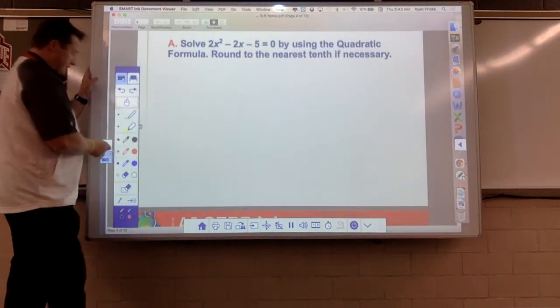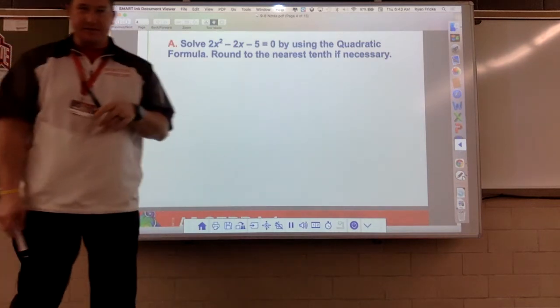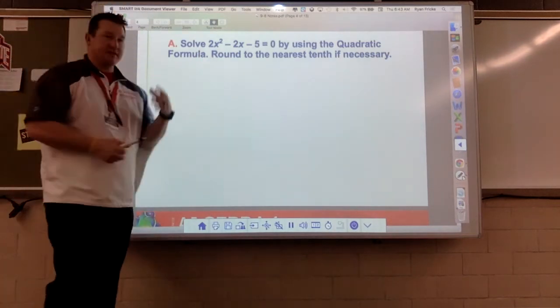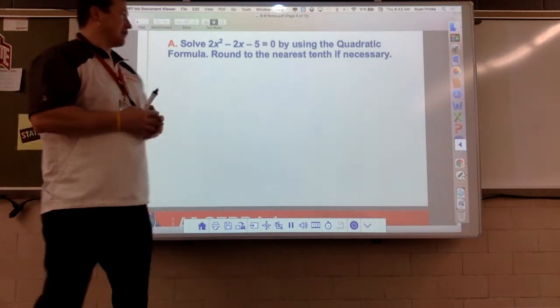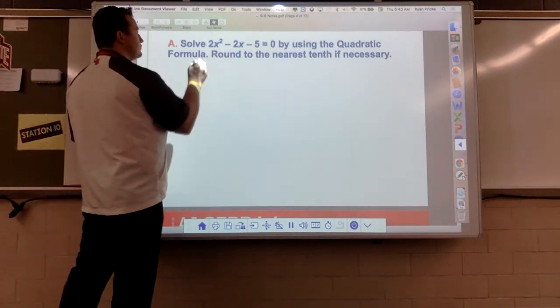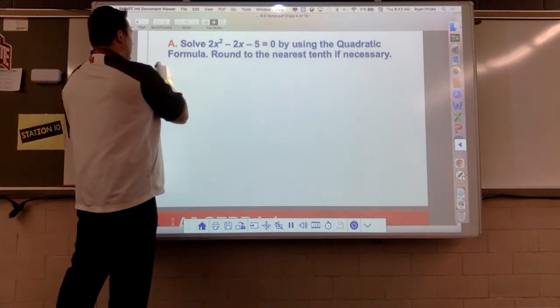Ooh, you guys see it? I see it. It says round to the nearest tenth. So I'm assuming we're going to get bad numbers. So this is where graphing and factoring probably aren't going to work. Okay? All right, anyway, here we go.